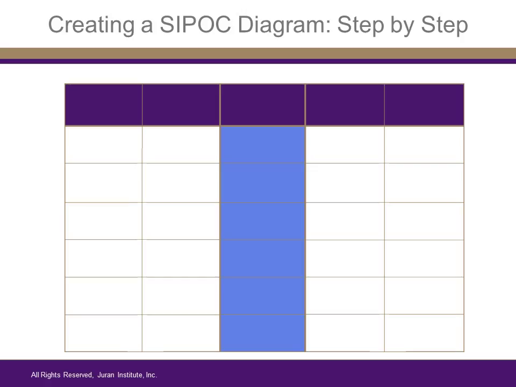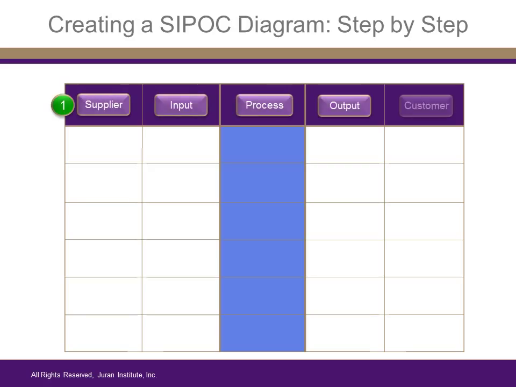We will now go through the process of creating a SIPOC diagram step by step. Step 1. Begin by listing SIPOC. Remember, SIPOC stands for Supplier, Input, Process, Output, and Customer. Oftentimes, this can be created using a template in Microsoft Excel or other software, but can also be easily created using easel paper and post-it notes.